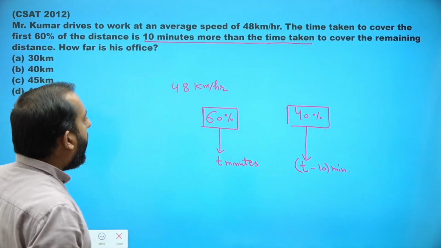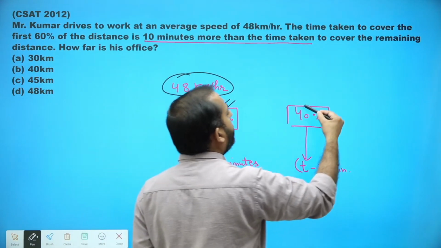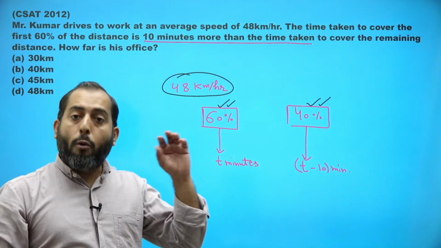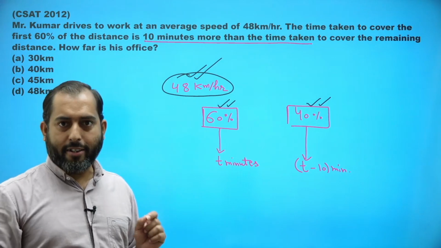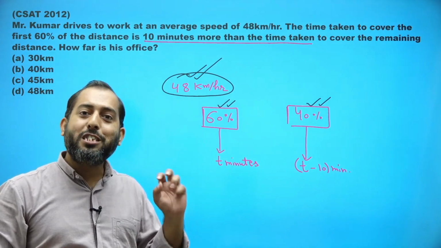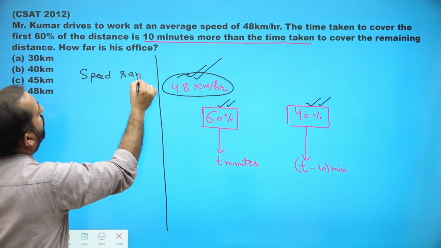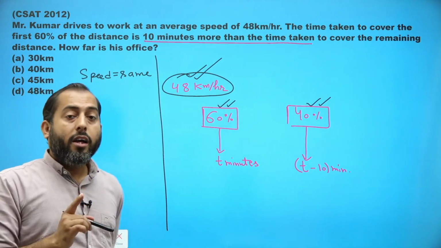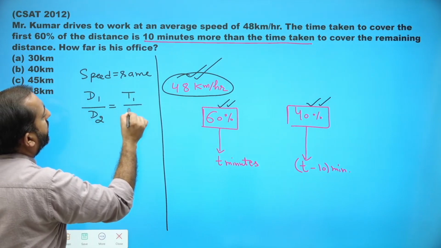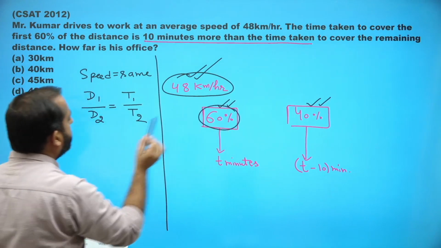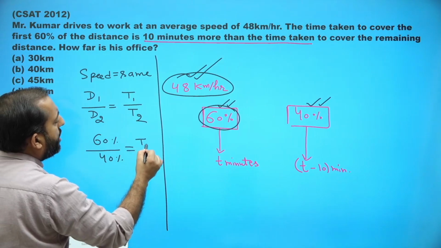Now I can see in this scenario, whether we are talking about the first 60% of the distance or the remaining 40%, both distances are covered by Mr. Kumar with the same constant uniform speed. I have told you earlier, if speed is constant, then the ratio of distances covered must be equal to the ratio of time taken. Distance covered in the first case is 60%, in the second case is 40%. So it will be equal to the ratio of time taken.